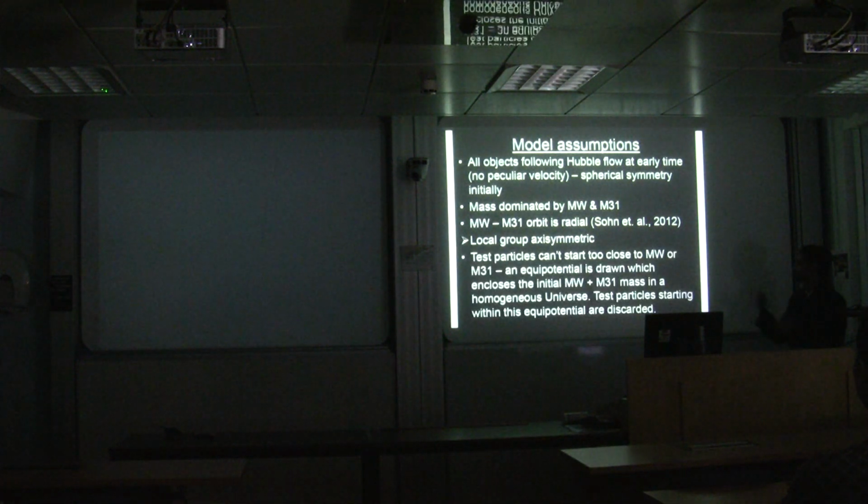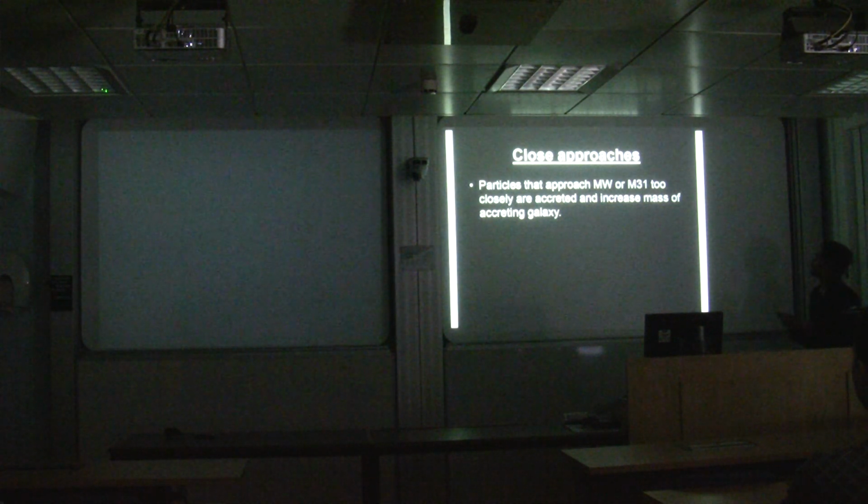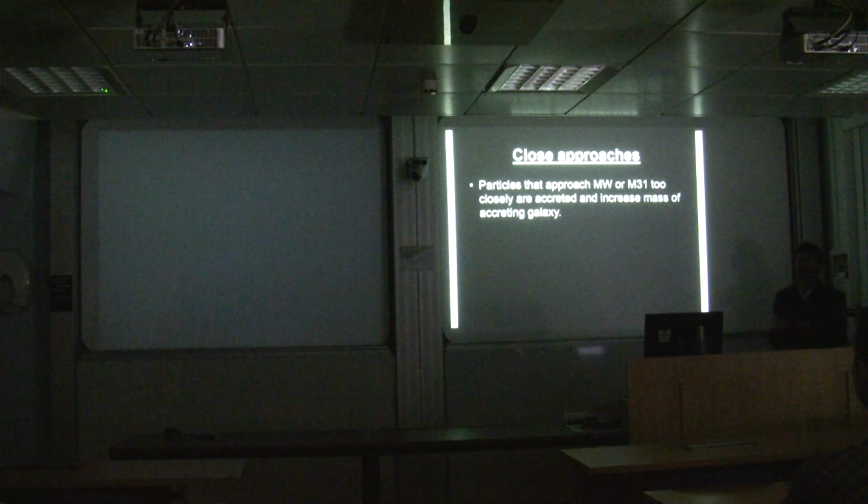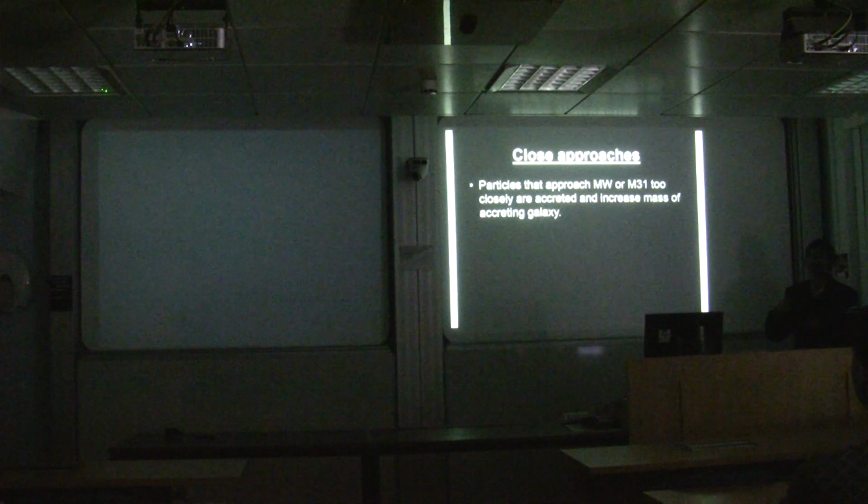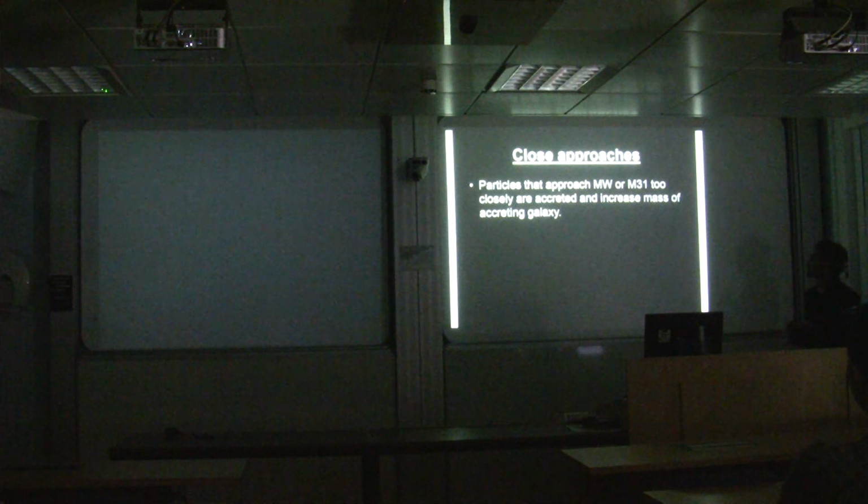So what we do then is first of all, we solve the Milky Way Andromeda trajectory, and then we start test particles out in a wide region. We don't allow them to start too close to the Milky Way or Andromeda, basically because they can't have formed from nothing. They must have formed from material within a certain region, which they accreted early on. So we exclude test particles starting very close to them. Now, to handle particles approaching either galaxy closely, we had them accrete, and that did raise the mass of the accreting galaxy, which is included in the model.